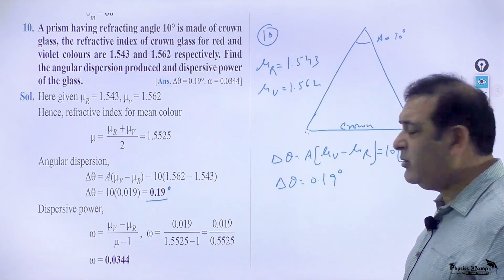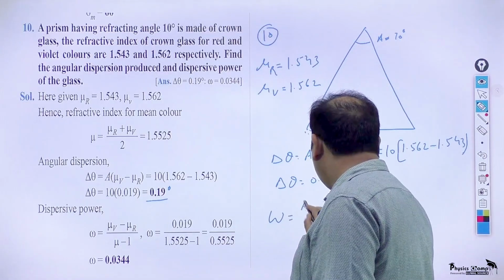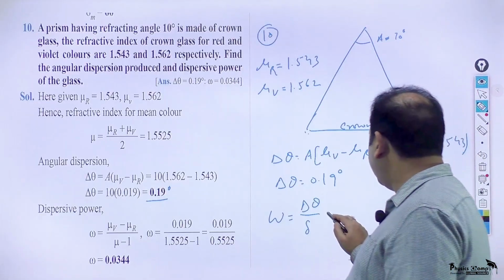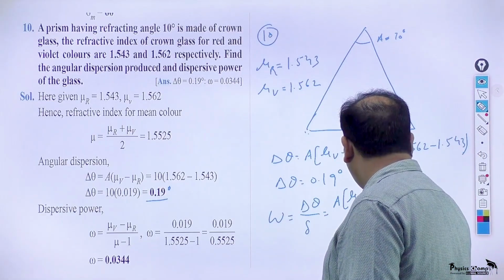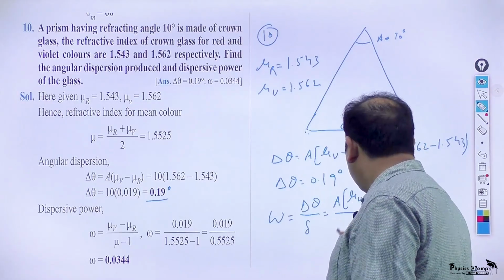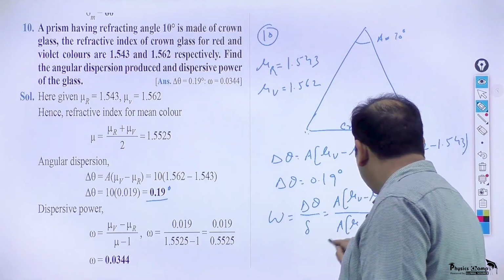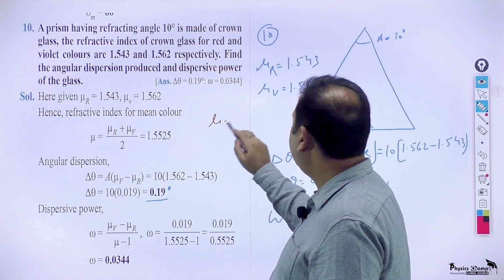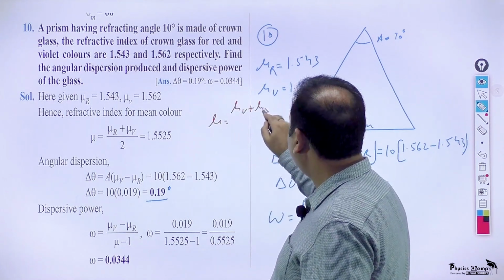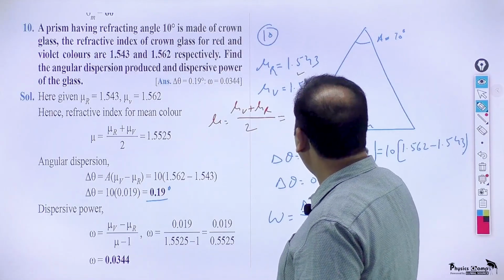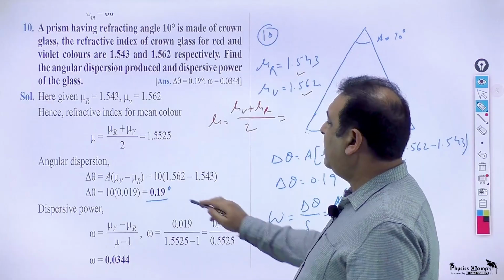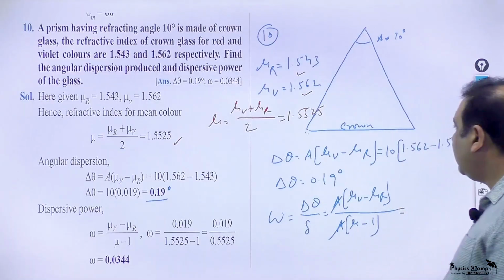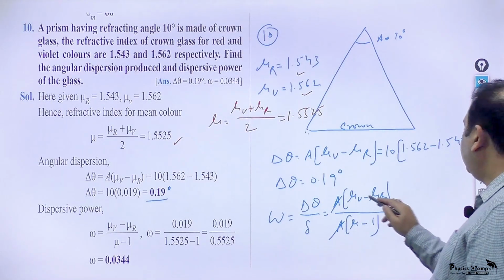And then we are looking for dispersive power. You know the dispersive power is angular dispersion divided by deviation of the mean color, or A into (mu V minus mu R) divided by A into (mu minus 1). If we are looking for the mean color, the mean refractive index will be (mu V plus mu R) by 2. If we put all these values, we get the mean refractive index as 1.5525.